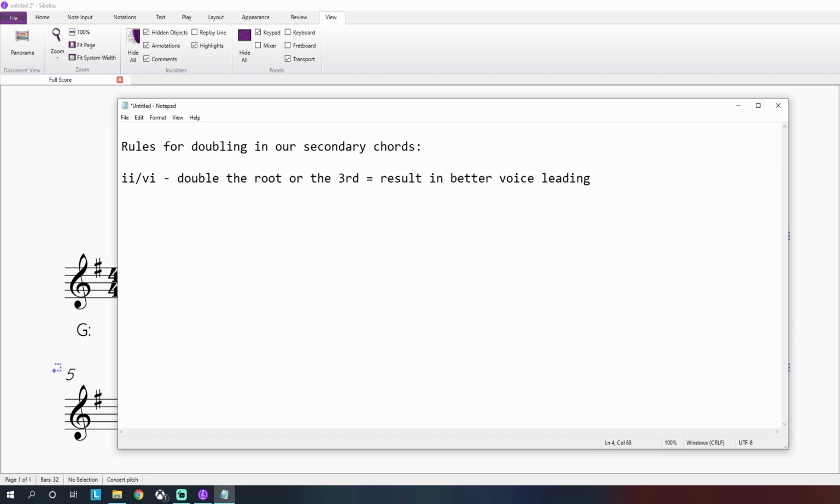What does voice leading mean? I'll get to that in a second. For our next rule, we're dealing now with chord 2 in first inversion, or chord 6 in first inversion. And in this case, we want to double the third as far as possible, but we can double the fifth or the root if again it results in better voice leading.